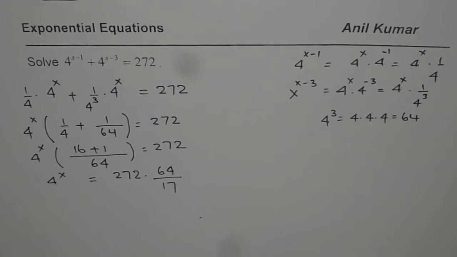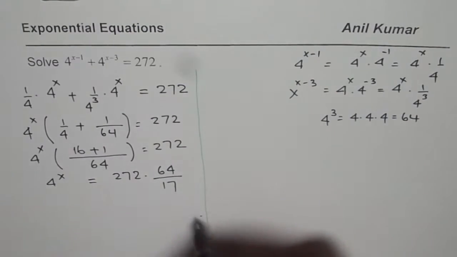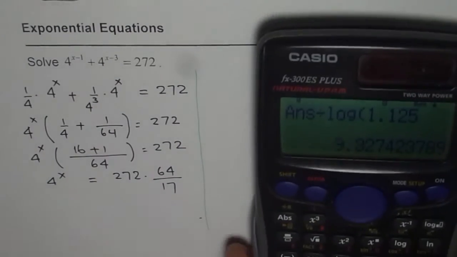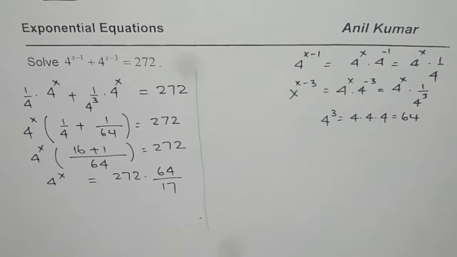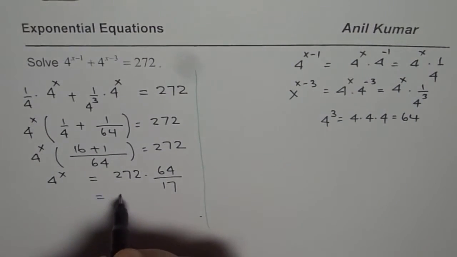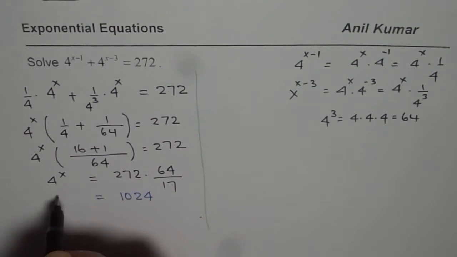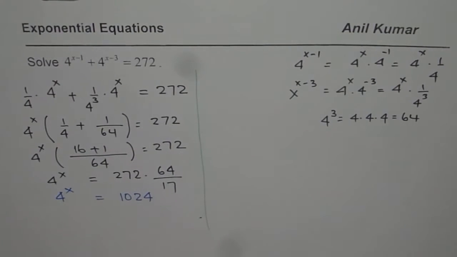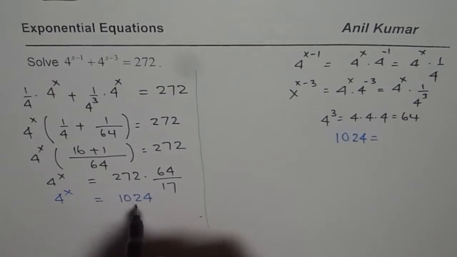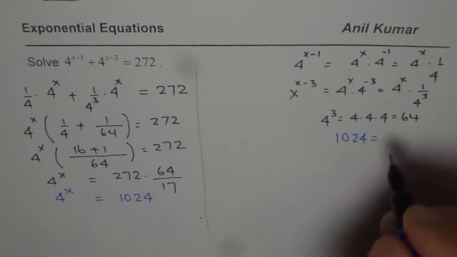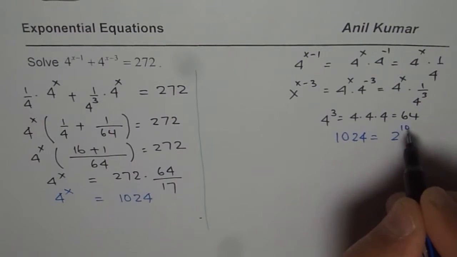Now let us use a calculator and find what this fraction is. So we have 272 times 64 divided by 17 equals 1024. So this is indeed equal to 1024. So that is 4 to the power of x. As you know, 1024 you can use the calculator and solve, but I'm just helping you out. It could be written as 2 to the power of 10, right?